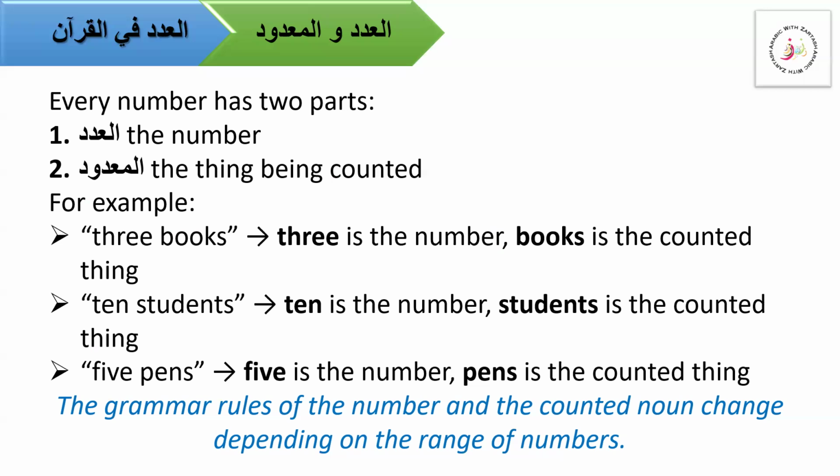Also, remember that the grammar rules for the number and the counted noun change depending on the range of the numbers. All these detailed rules that we need to understand are going to change. There will be different rules for different types of numbers. As I already mentioned, we are going to learn how the numbers agree or disagree with the madud, the nouns they describe.